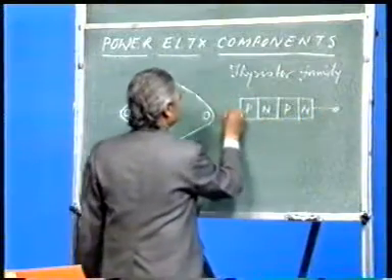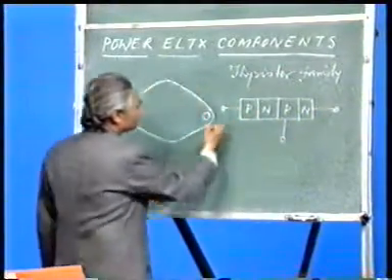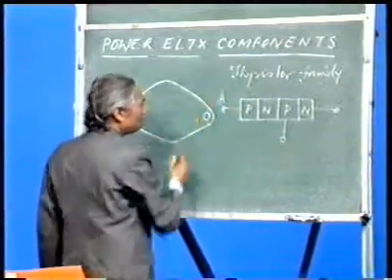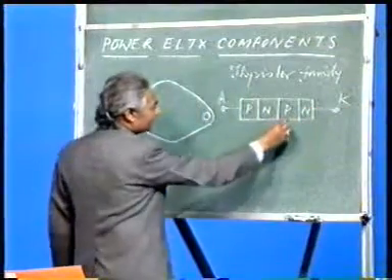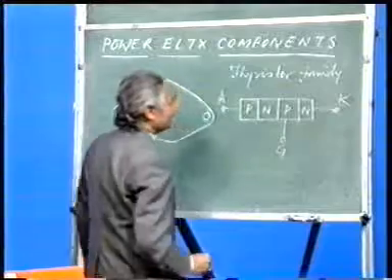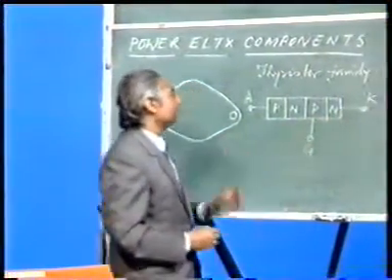There are 3 terminals. The first terminal comes out from the P layer, which is known as the anode. The second one comes from the N layer, which is the cathode, and there is a third terminal coming out from a P layer. It is known as the gate. So the terminals are anode, cathode and gate.